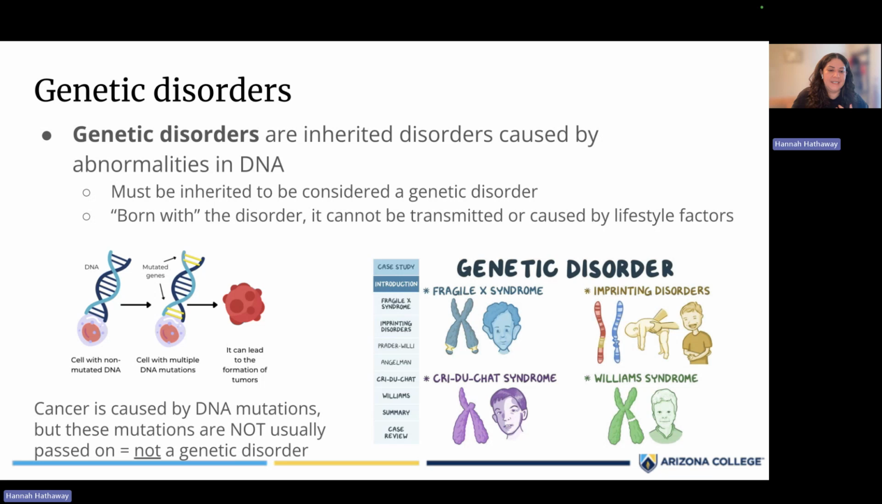So cancer would be an example of this type of disorder. Cancer is caused by an accumulation of mutations in DNA, but these mutations are not passed on. You're not usually born with cancer. Cancer is something that is usually caused by lifestyle factors, like being exposed to radiation or cigarette smoke. It's also just caused by age. So this is not an example of a genetic disorder, even though it has a DNA component. Once again, all of the disorders in this chapter are things that someone is, quote, born with. They don't catch it or something like that.